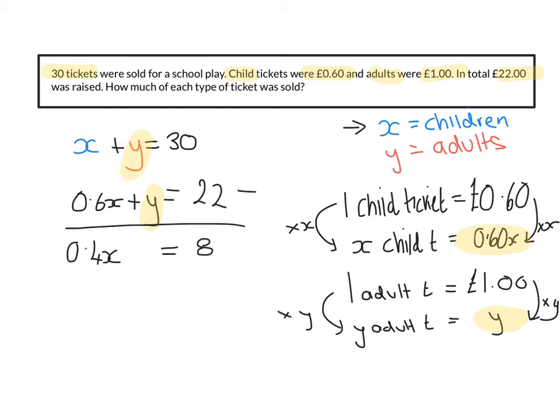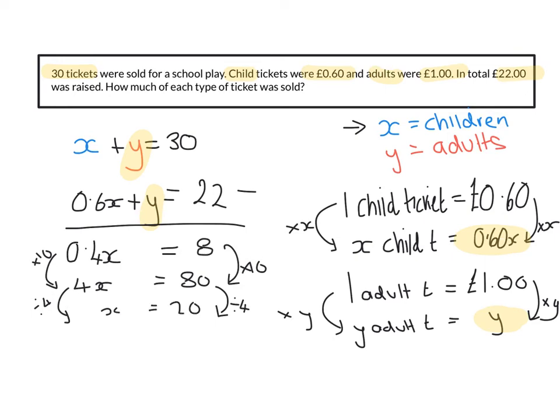If you've got a calculator, you can just divide by 0.4 here. What I'm going to do is times both sides by 10 to start with. So I've got 4x is equal to 80, and then I need to divide both sides by 4. x is equal to 20.